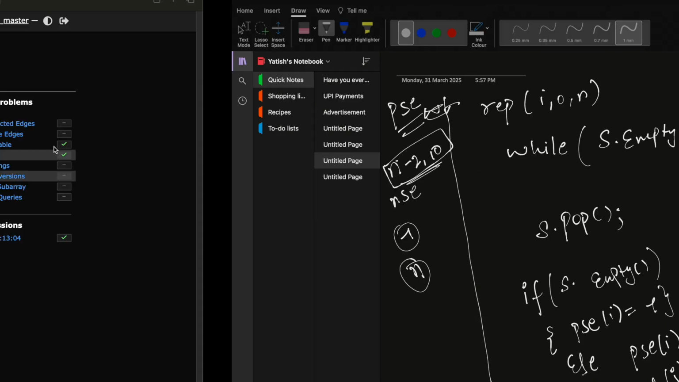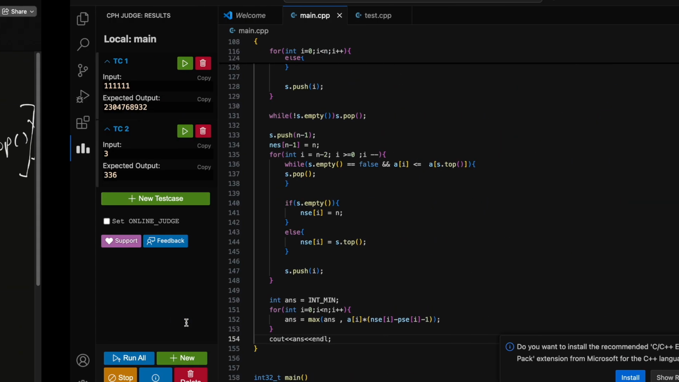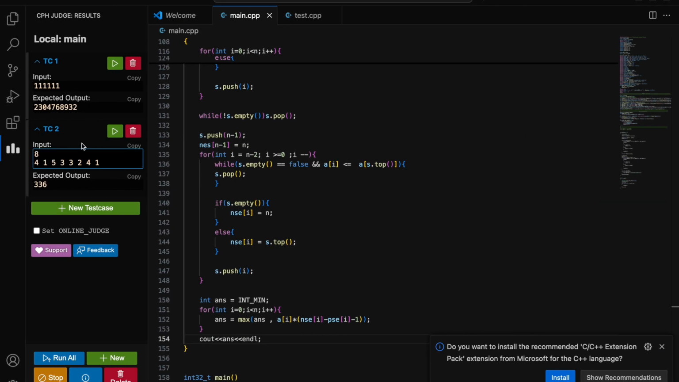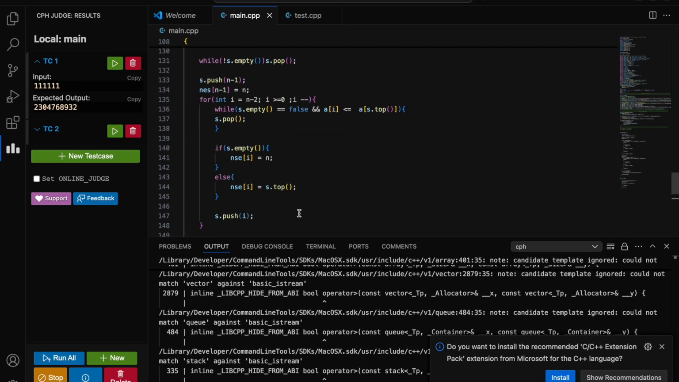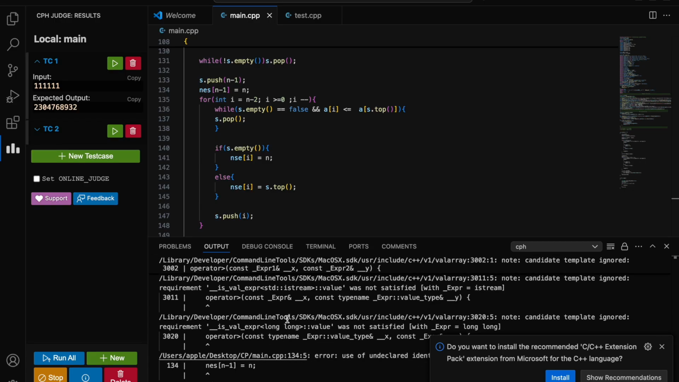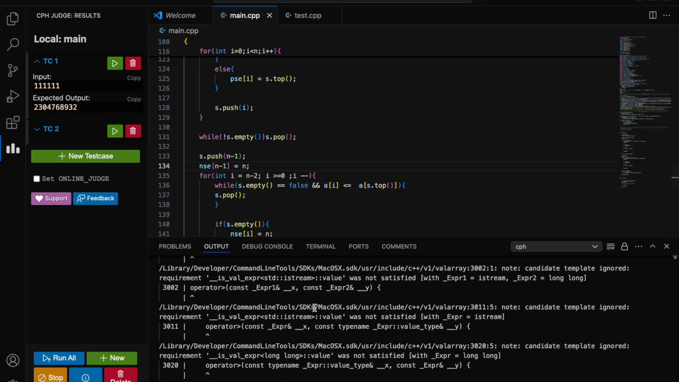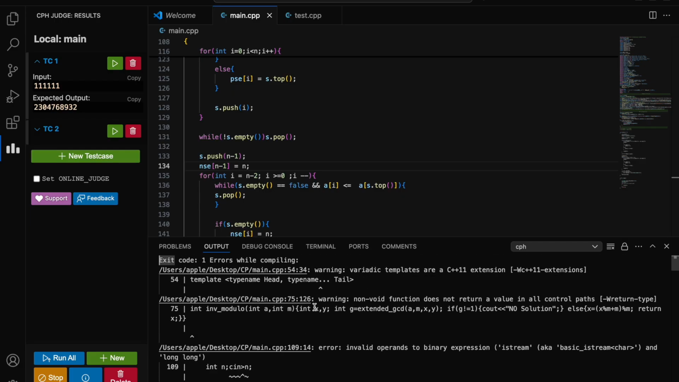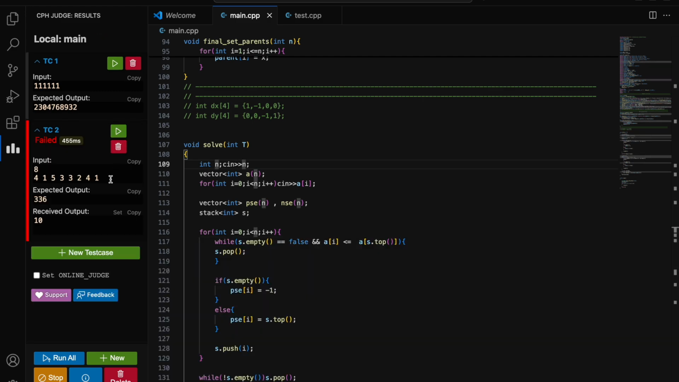Now let's test it for the case that we have, whether it's correct or not. Okay, so we got some compilation errors. It's NSE, not NES. And some more compilation errors, I have taken the input wrong. Yeah, exactly. So our output is 10. We received a 10 as output.